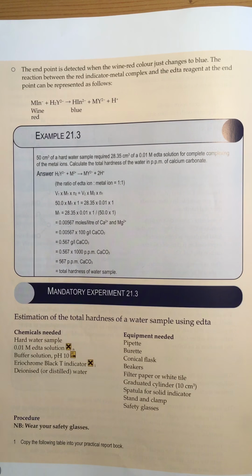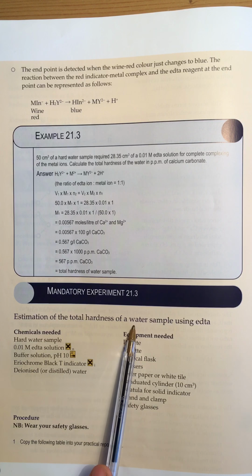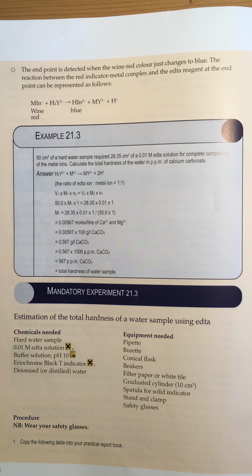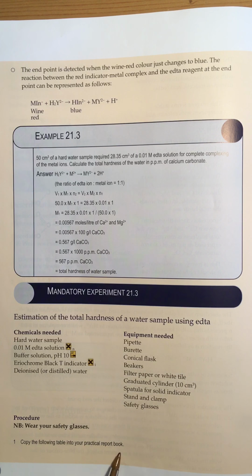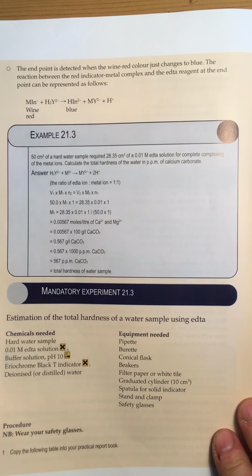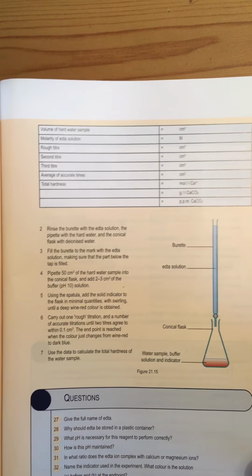So the experiment is on page 462. Estimation of total hardness of a water sample using EDTA. So I'm just going to go through the procedure like I would have done in class. Step 1, copy the table into your report book. Table is on the next page.